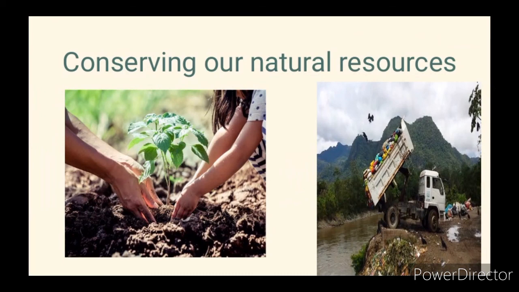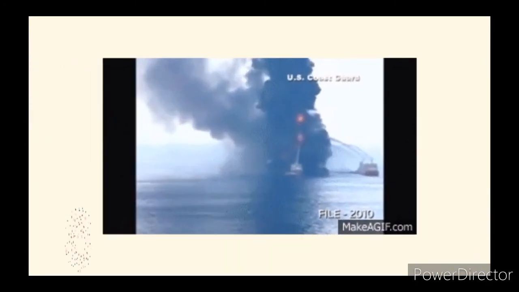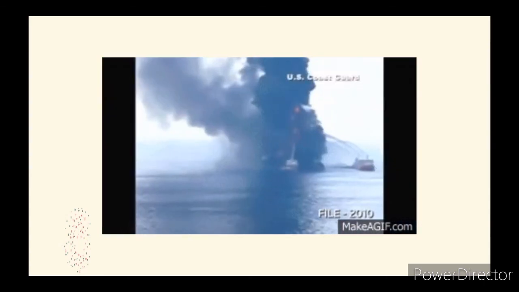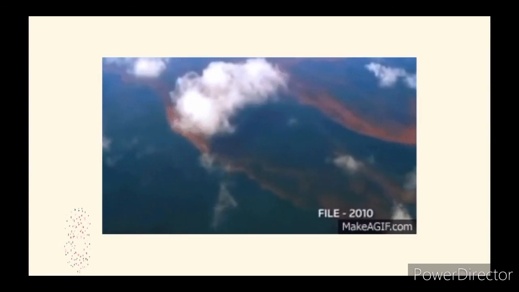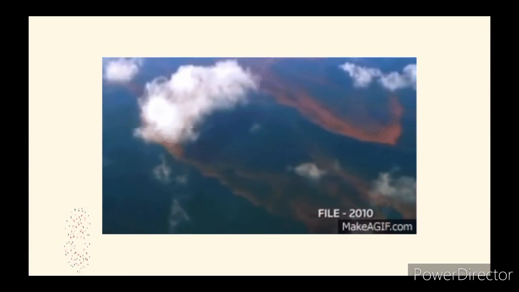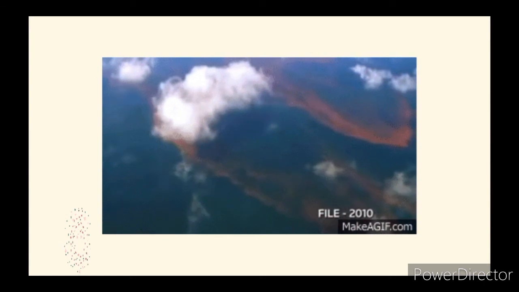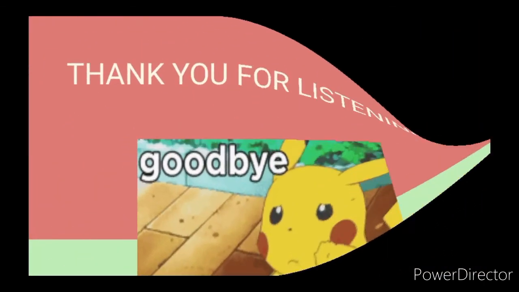Our rivers and our oceans should not be a dumping site for garbage or for any form of waste product. Okay, and then again, we should try as much as possible to avoid oil spillage. That is, we should try as much as possible to not allow crude oil to enter into our rivers and oceans. Okay, so with that, we have come to the end of the class.